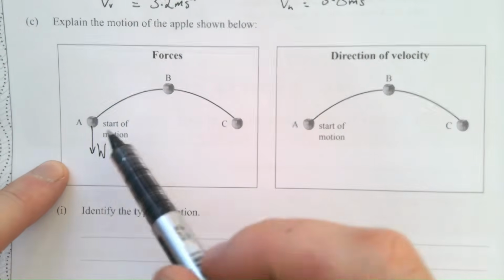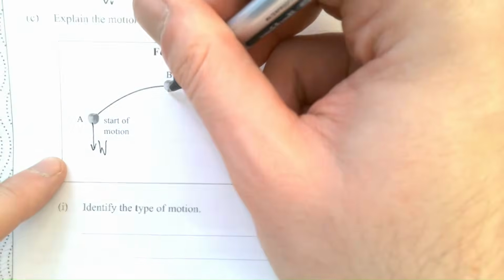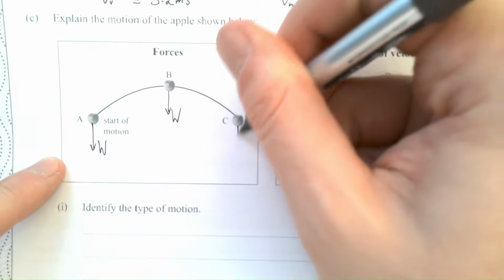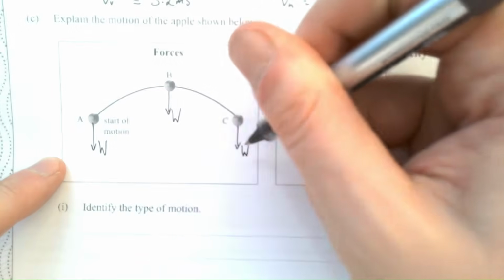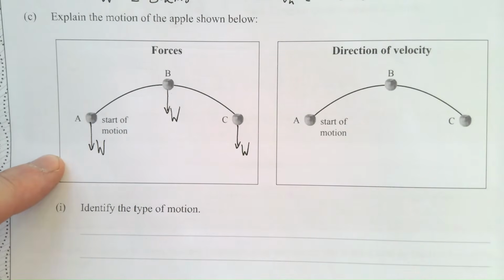Now, we're assuming the apple hasn't gone high enough here that gravity would get weaker as it got further from the Earth's surface, or center, should I say. Therefore, these arrows should be the same length. You don't have to use a ruler, just try and eyeball it and make sure they are accurate. If you label them as FG or FW, that would be fine as well.